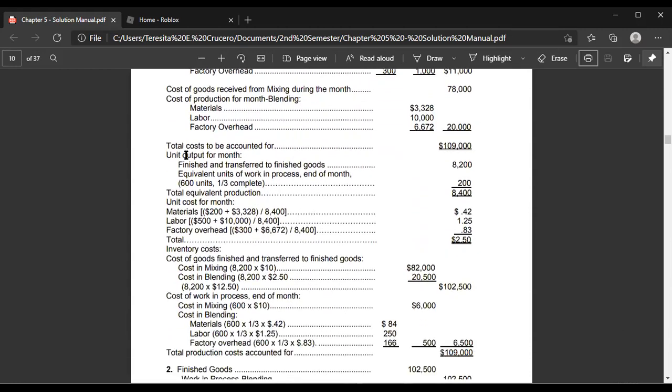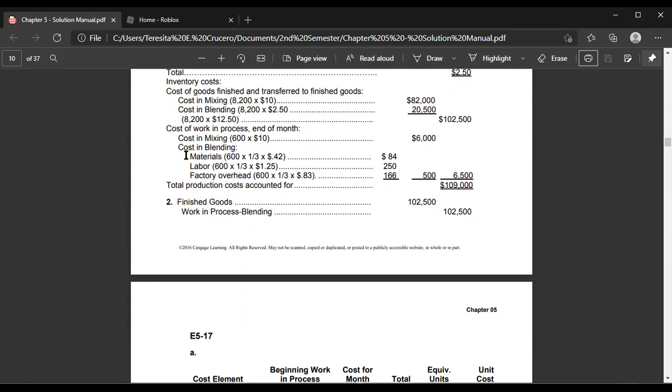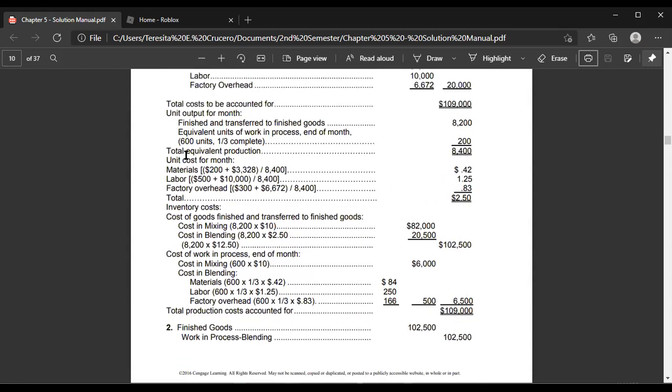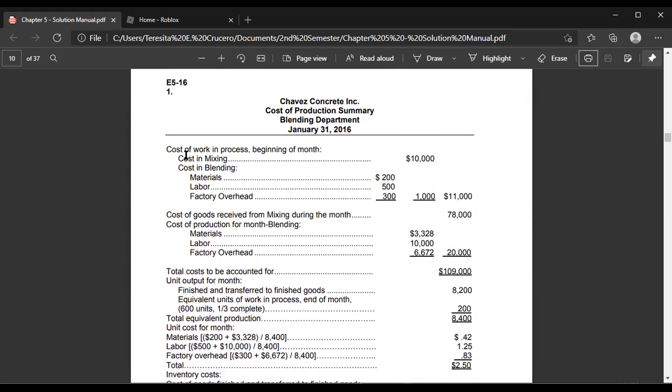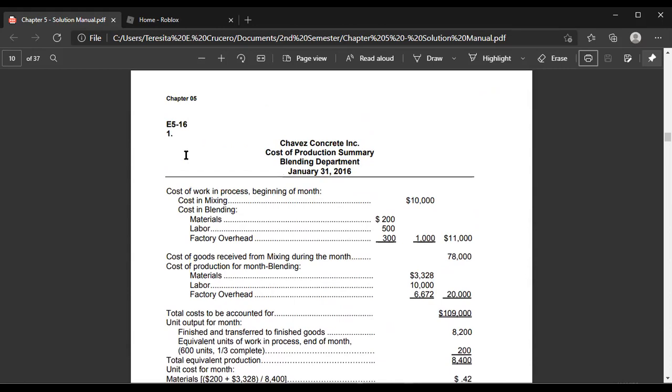Next, we go to problem 16. What are the requirements? Cost of production summary and journal entries. Using the data in E5-15, prepare a cost of production summary for the month ended January 31 and prepare a journal entry to transfer the cost of the completed units from the blending to the finished goods stockroom.